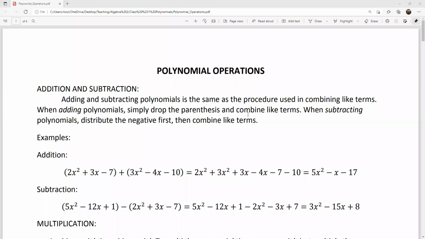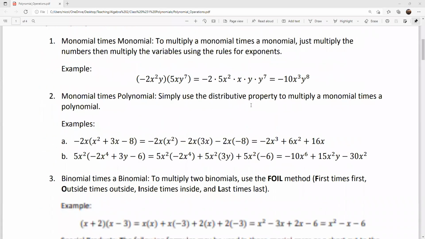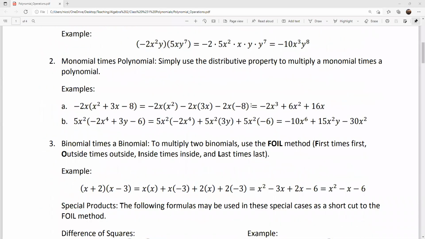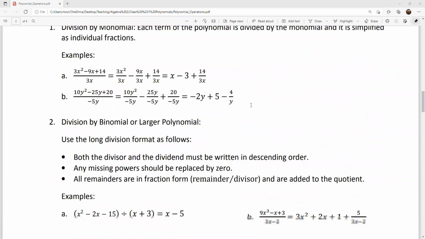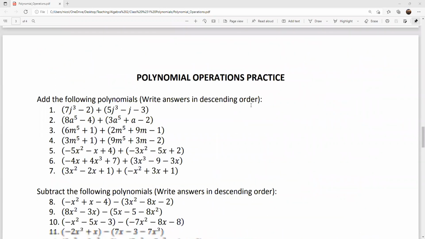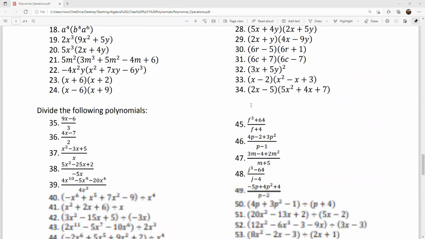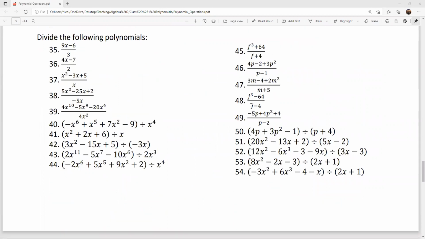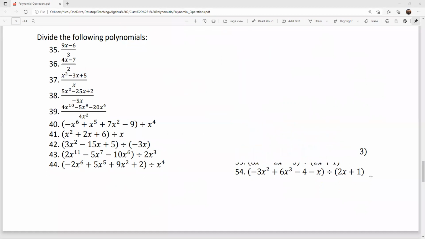Okay, so by now we should know how to add, subtract, and multiply polynomials from the very first unit. So we're skipping through these. So now we're going to get into division. Division with one term as the denominator and two terms as the denominator. So let's start with the ones that have one term.